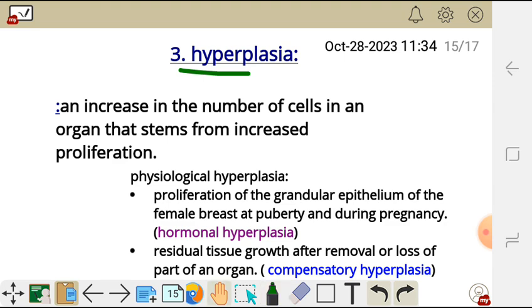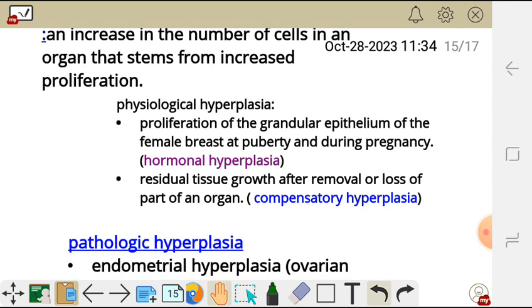So physiological hyperplasia, here we are talking about normal proliferation of cells, for example proliferation of glandular epithelium of the female breast at puberty and during pregnancy. We normally see the breast being enlarged. That is an example of physiological hyperplasia, the increase in the number of glandular cells in the breast of a female.